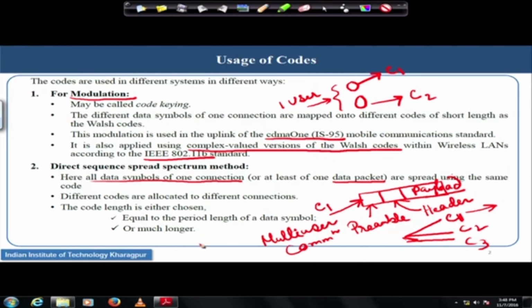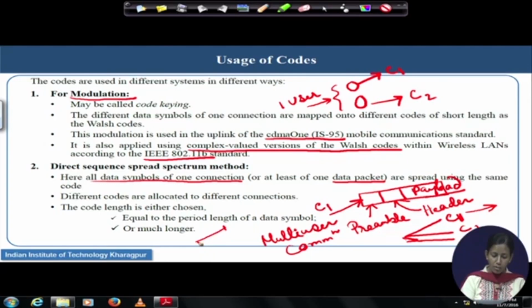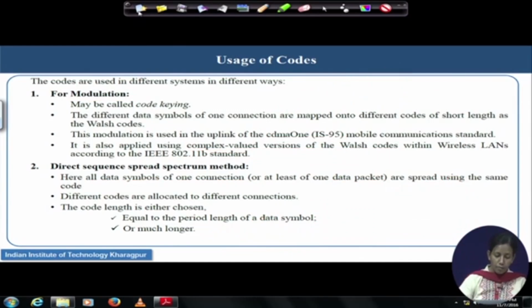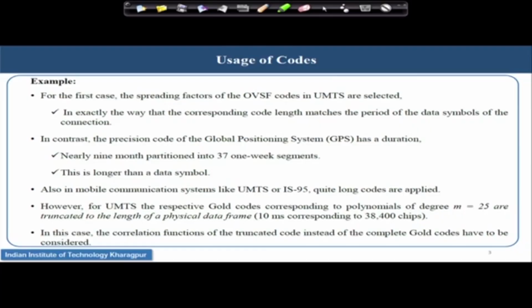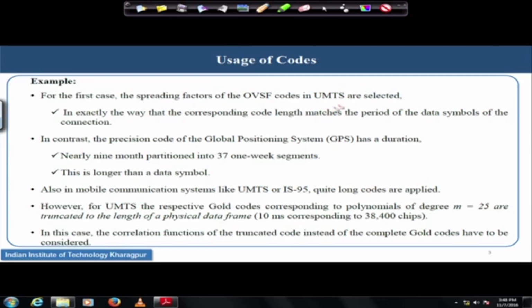Either you choose the period to be the length of a data symbol, or sometimes the length of the code will be much longer than the duration of a data symbol. Where we use which one, we will learn in the next slide. For example, the orthogonal variable spreading factor codes, which we have utilized in the UMTS system, the Universal Mobile Telecommunication System, have a code length exactly of the symbol duration.